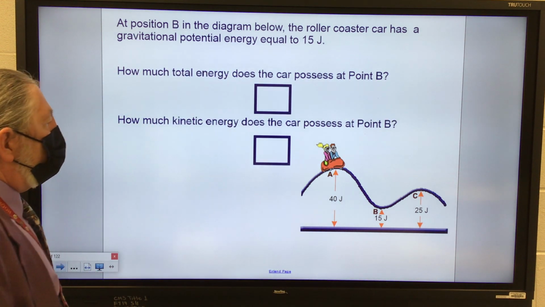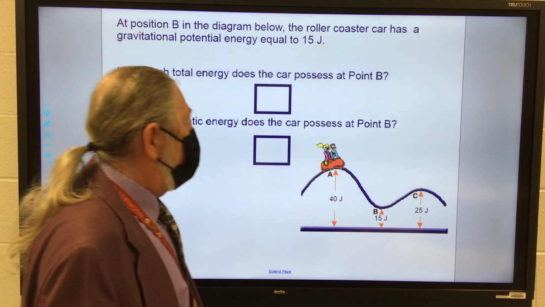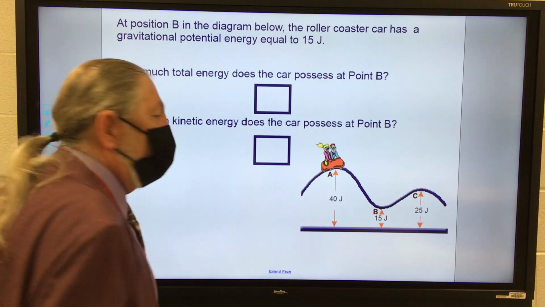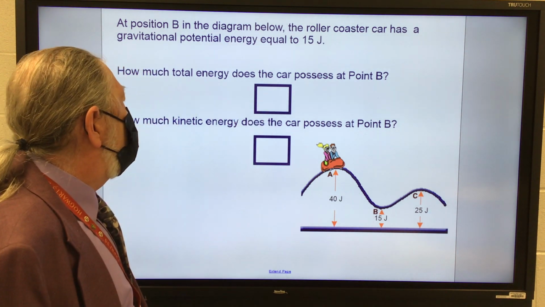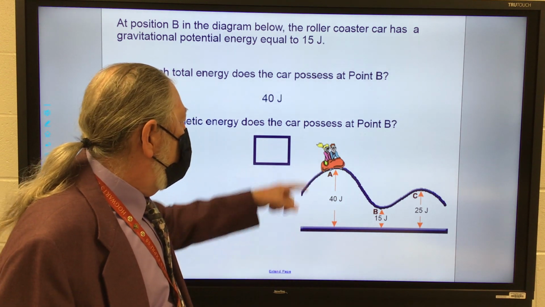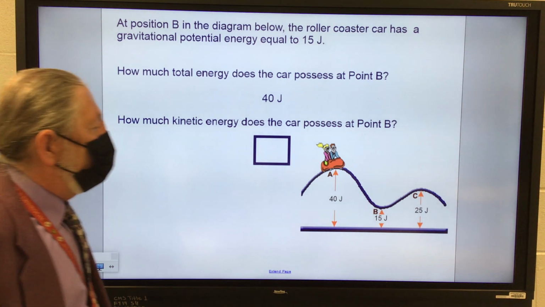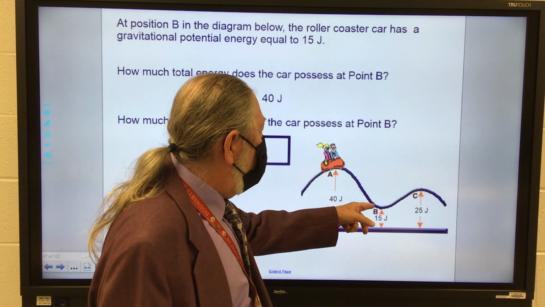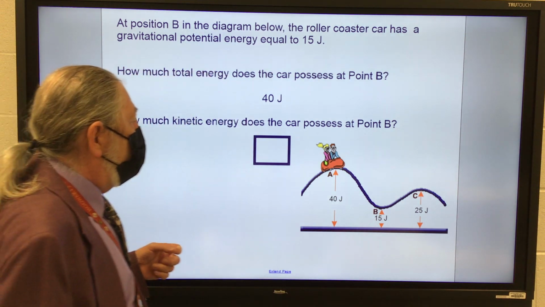Okay, so now let's look right here. So at position B. Oh, did we just answer that question? What'd we say? At point B, 40 joules, right? We're talking about total energy and kinetic energy right here. 40 until they get right there. Okay, 40. And how much kinetic energy at point B?